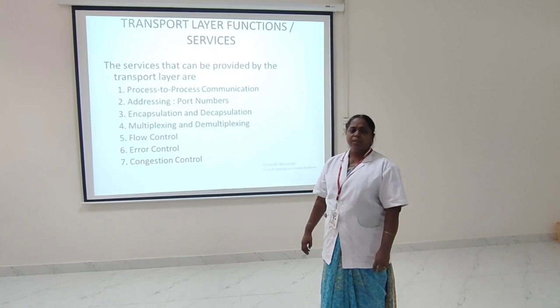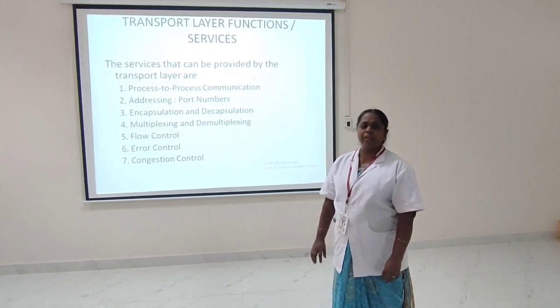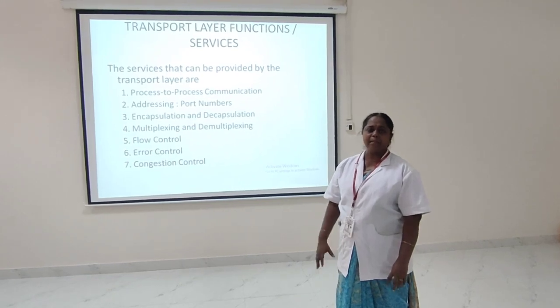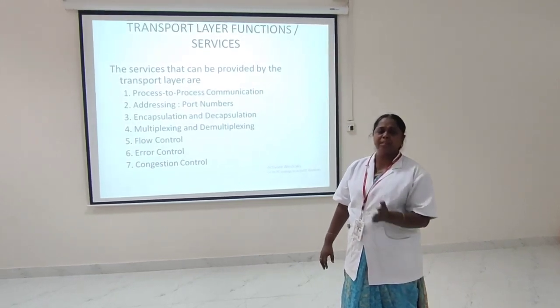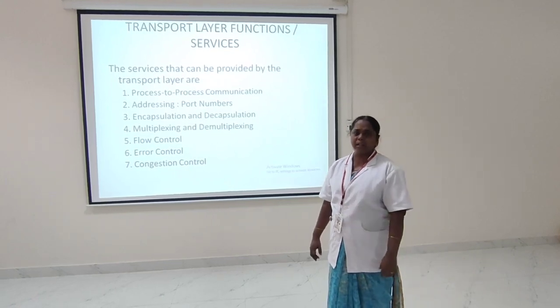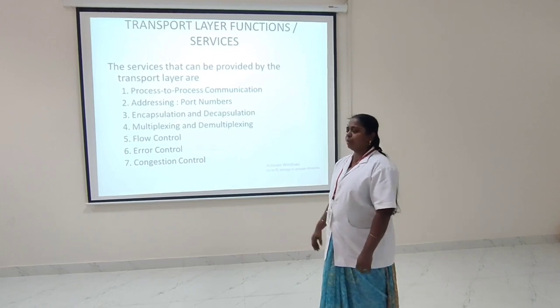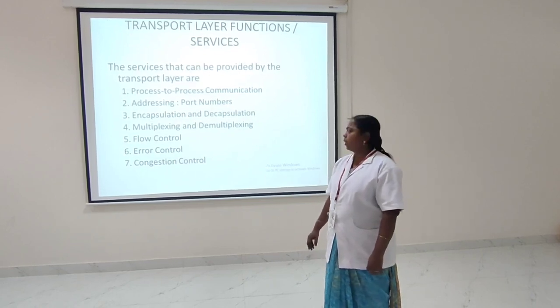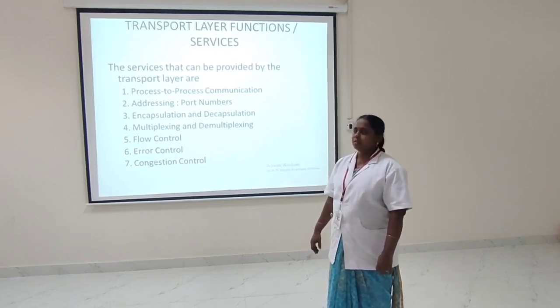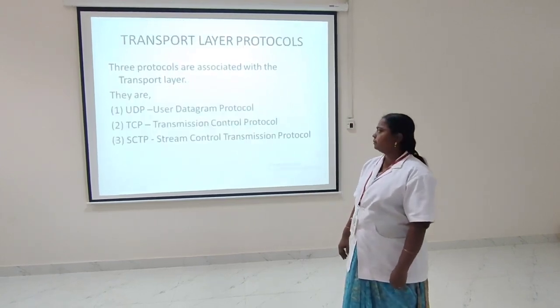Congestion control. Congestion occurs when the payload of the network is greater than the capacity of the network. So the transport layer provides congestion control. If congestion control is there, then errors will automatically be reduced. So these are the main services provided by the transport layer.